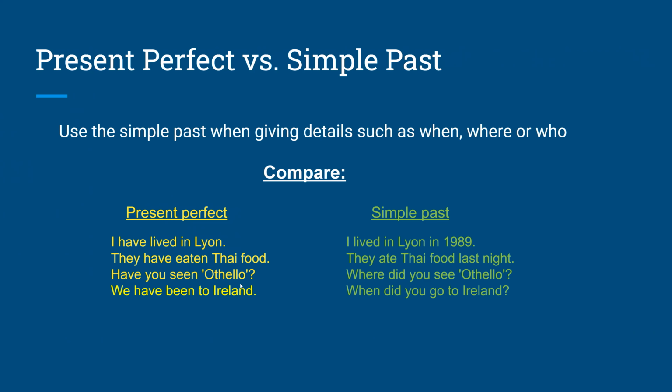Another example, let's say you went to see a play: have you seen Othello, or where did you see Othello? We have been to Ireland. When did you go to Ireland?